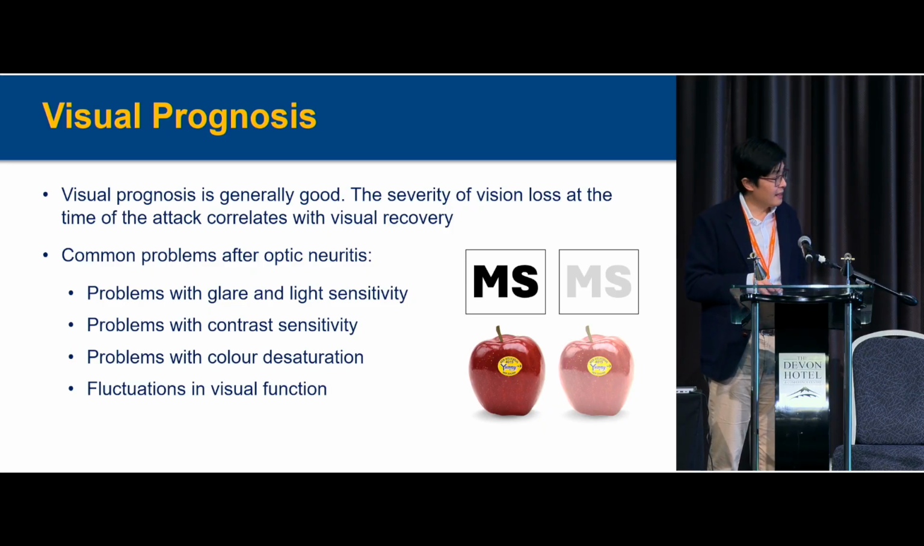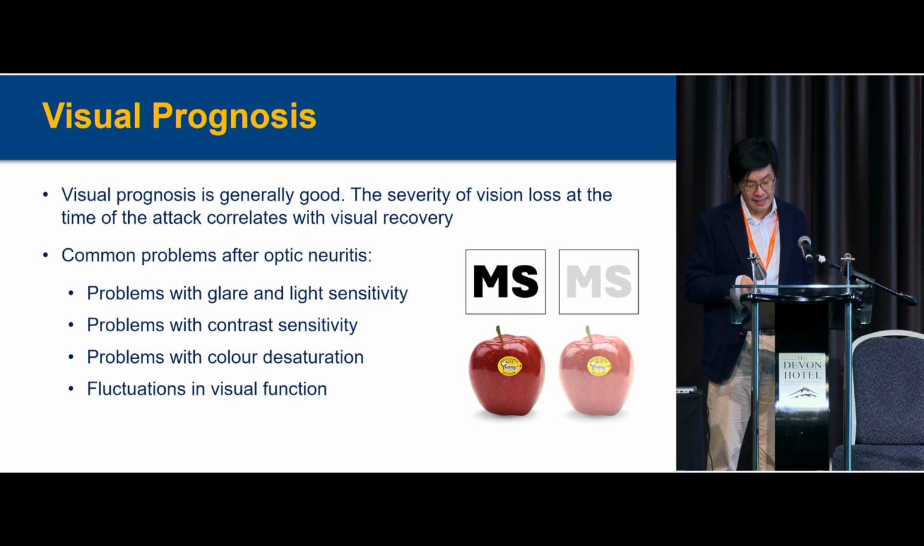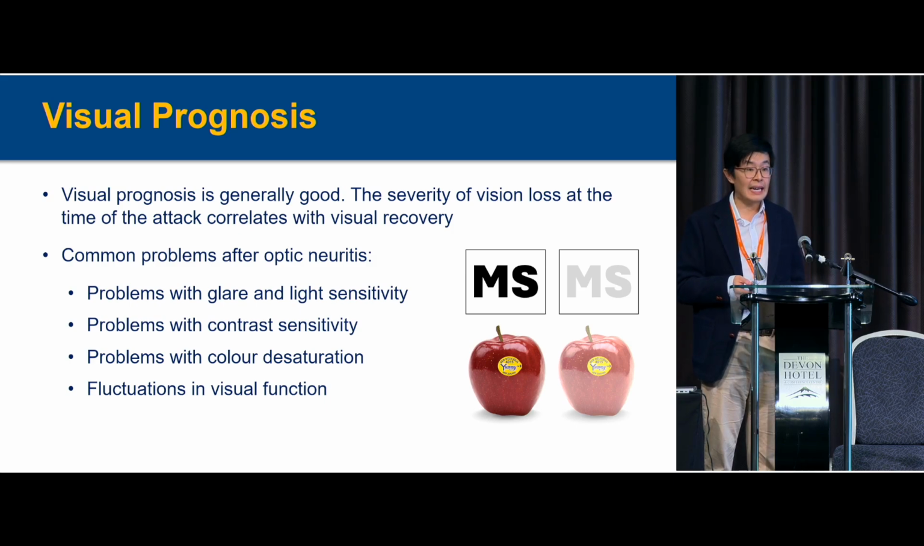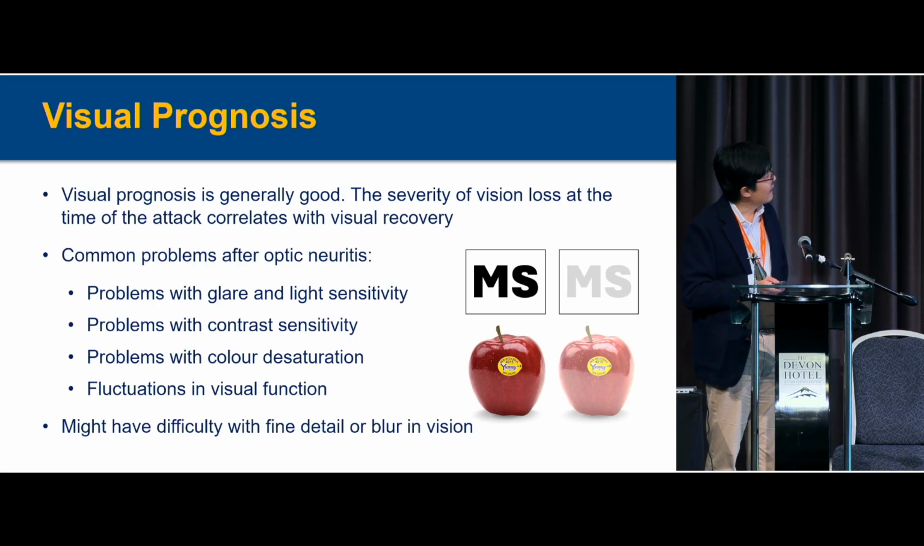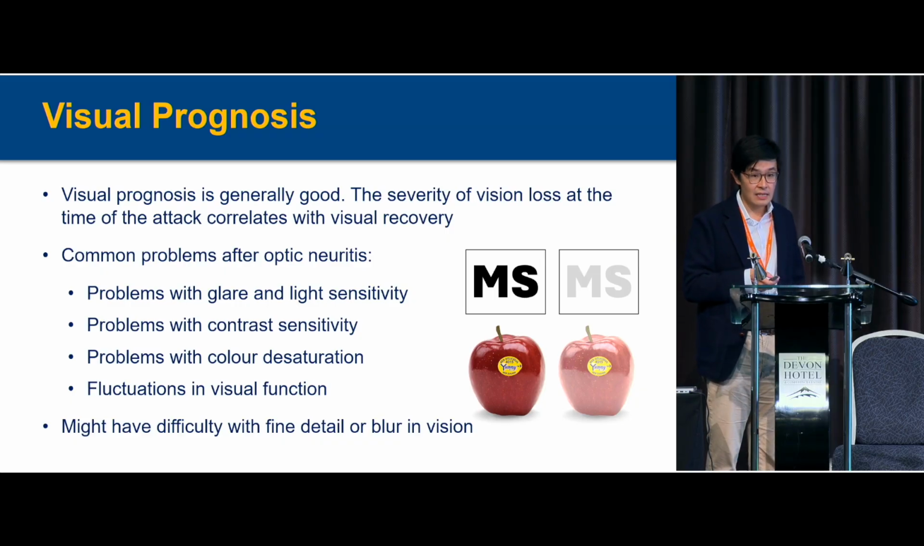And certainly the other thing that's really common is fluctuations in visual function. So depending on how you're feeling, depending on the presence of other illnesses, body temperature, fatigue, and all those sorts of things, vision can fluctuate as well. That doesn't necessarily mean you're having another attack of optic neuritis, but it's just a sign that the injured optic nerve isn't functioning as efficiently as it should be. And the other point there is that people often notice that they may have difficulty with fine detail or blur in their vision as well.